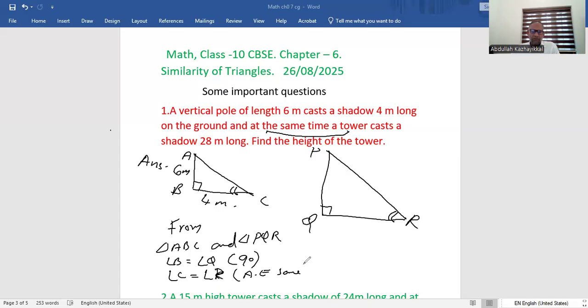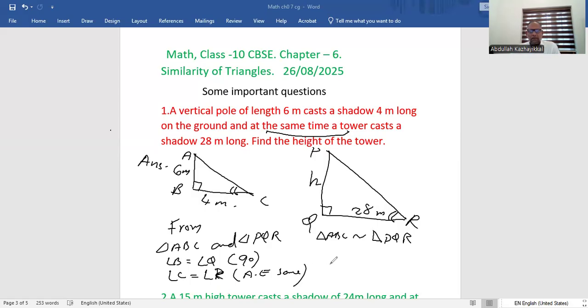So we can say right triangle ABC is similar to right triangle PQR. We cannot say congruent, we say similar. Okay, the two triangles are similar. Now what happened? The sides are proportional. This is 6 meter. PQ is the height of the tower, we don't know it, call it H. We have to find it. This is 28 meter.